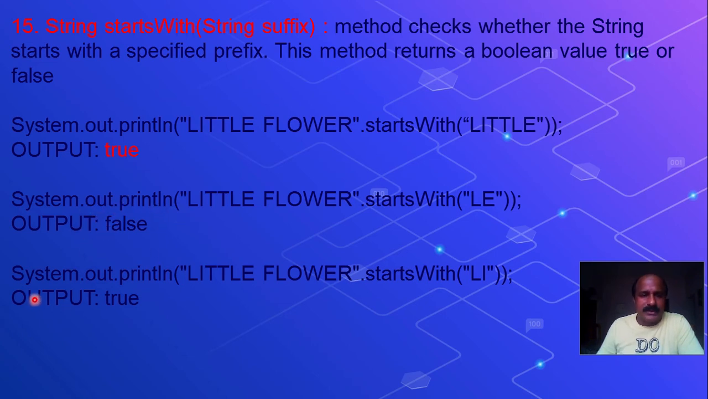Now the third example: System.out.println little flower dot startsWith LI. We are checking whether this string is starting with LI. Is it starting with LI? Yes, true. So this function can be used for checking a part of the string, otherwise a full string. Both will work.